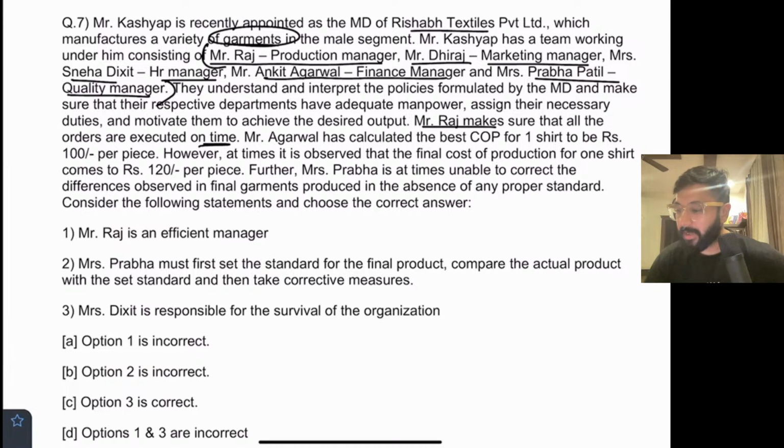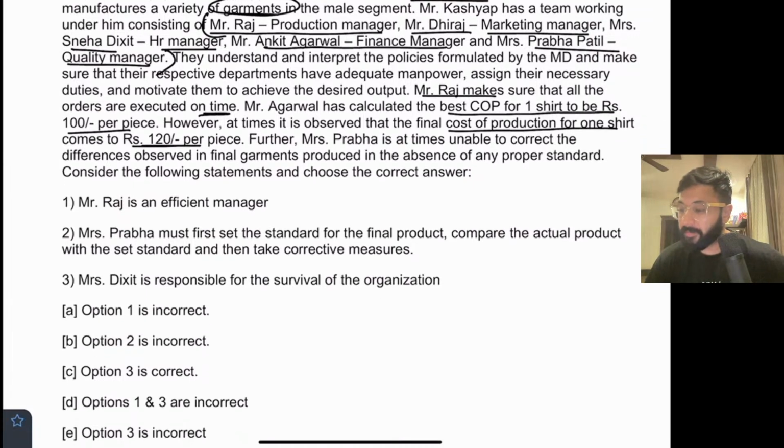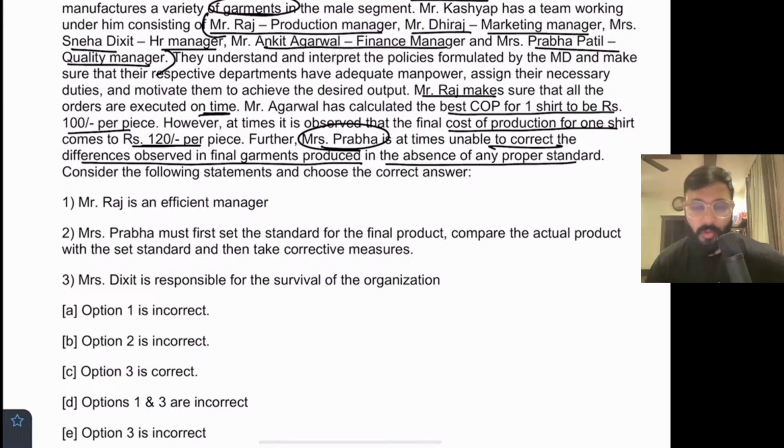Mr. Agarwal has calculated the best COP for one shirt to be rupees 100 per piece. However, at times it is observed that the cost of production for one shirt comes to 120. Further, Mrs. Prabha is at times unable to correct the differences observed in final garments produced in the absence of any proper standard. Consider the following statements and choose the correct answer.